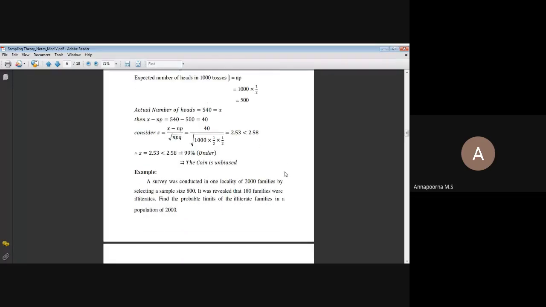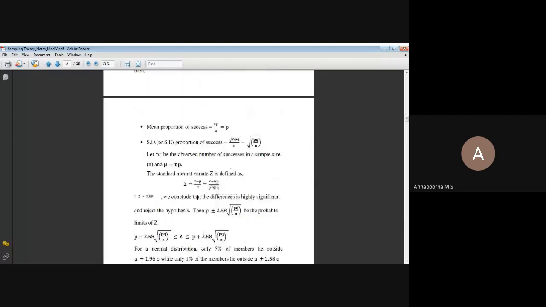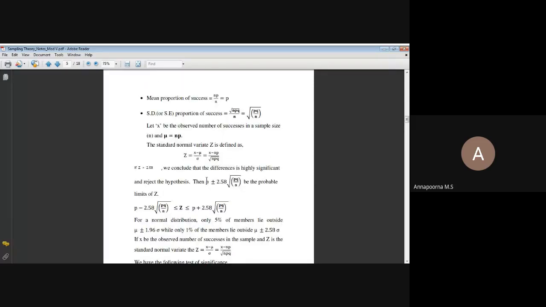See here, a survey was conducted in one locality of 2000 families by selecting a sample size of 800. It was revealed that 180 families were illiterates. Find the probable limits of the illiterate families in a population of 2000. While explaining previously, we got this probable limits expression. See here, this is your probable limits expression. Since they've asked to find the probable limits, I will be using this formula.